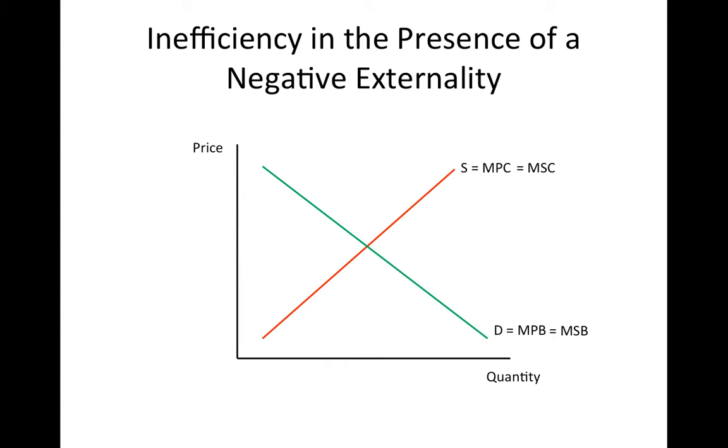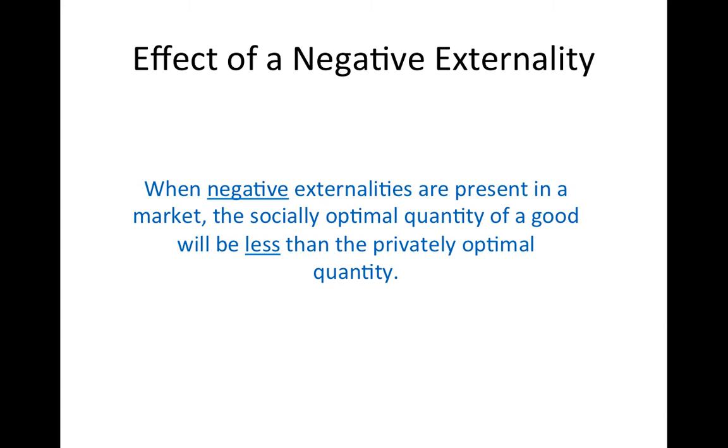We can also consider a negative externality from the perspective of costs. If either firms or consumers are damaged by the production of a good, then we can say that the marginal social costs of production are higher than the marginal private costs of production, and the socially optimal quantity of the good is less than what will be produced by the private market. Regardless of the perspective that we take, when there is a negative externality in a market, the socially optimal quantity of the good is less than the privately optimal quantity.